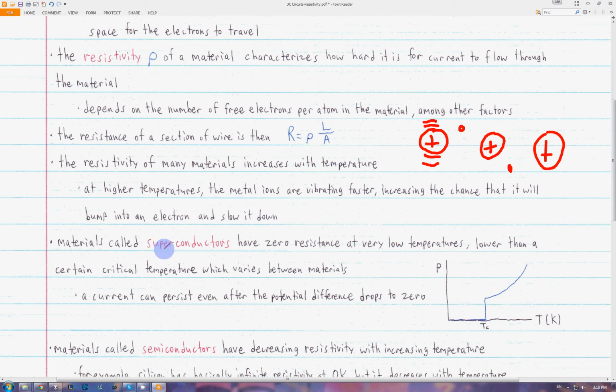There are some materials called superconductors which actually have zero resistance at very low temperatures. As you can see here, like normal, the resistivity increases with temperature, but at a certain critical temperature, the resistivity drops all the way to zero. And so if we have a current in a superconductor, even after the potential difference drops to zero, the current will still persist in the material.